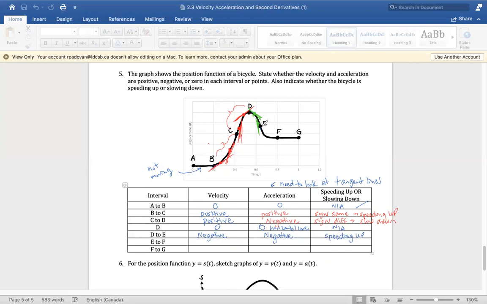Now, from E to F, it's still going down. We're not going to quite count that as a flat part yet. We're going to say that it's still decreasing there. So my velocity would be negative.